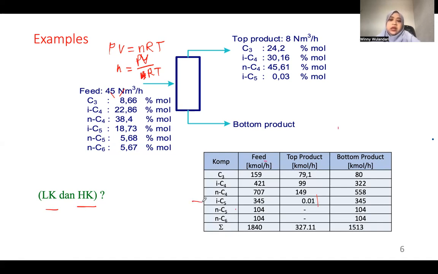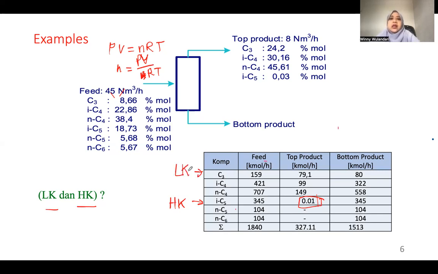So we can consider this i-pentane as the heavy key. On the other hand, over here in the bottom product, they still have considerable amounts, very important ones. Because we don't have a very tiny amount that is important, the definition of light key would be the lightest component that is found in the bottom product. So this one would be the light key.